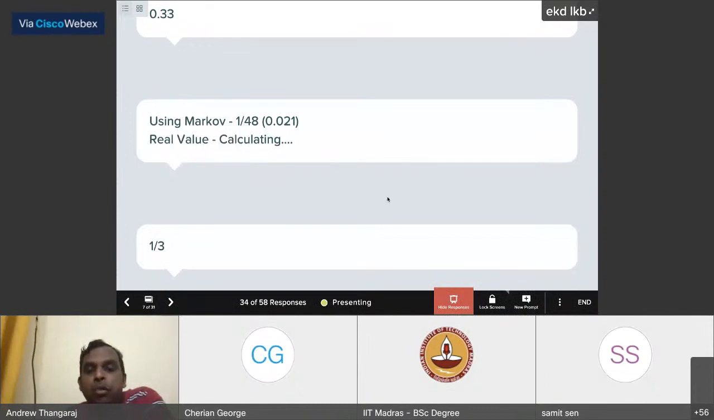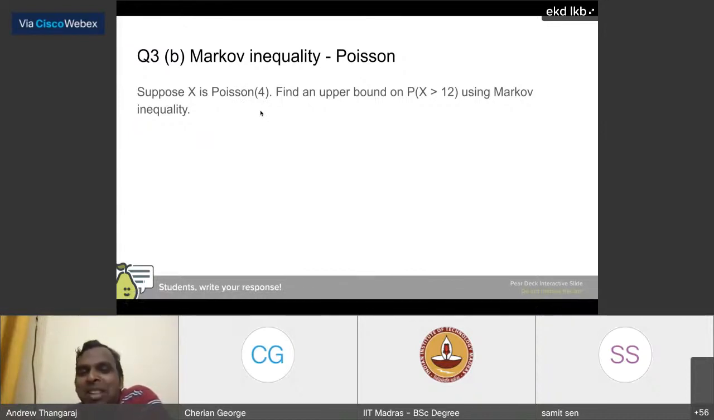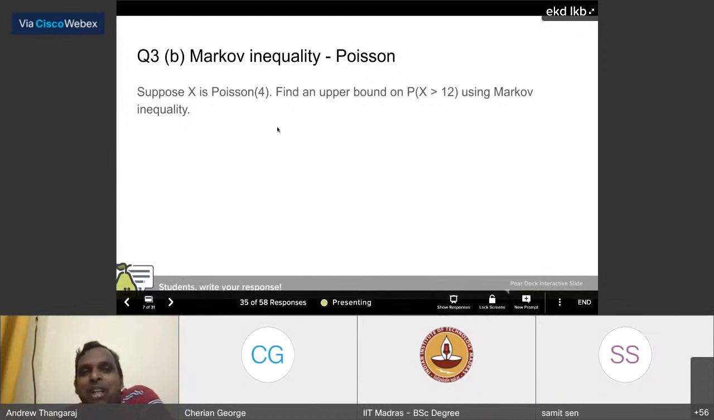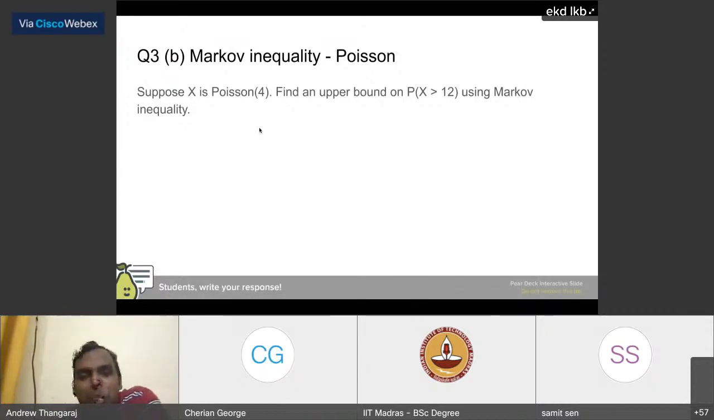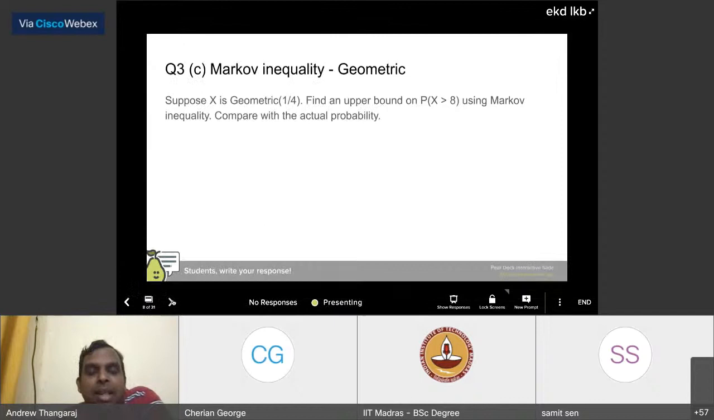Now comes the confusion. For Poisson lambda, mean is lambda. It's not 1 by lambda. I know it's confusing for many people. A lot of people have taken 1 by lambda here. That's why you got 1 by 48. It's only lambda. So be careful about that. Poisson is lambda. Exponential is 1 by lambda. Anyway, we'll give you the formula sheet. I'm not able to share two screens at the same time. So you'll see the formula sheet and hopefully you won't make these kind of mistakes. Good. 1 by 3 is the correct answer.